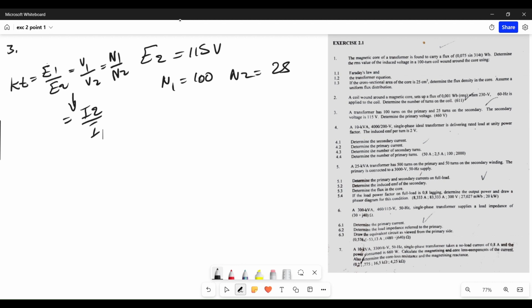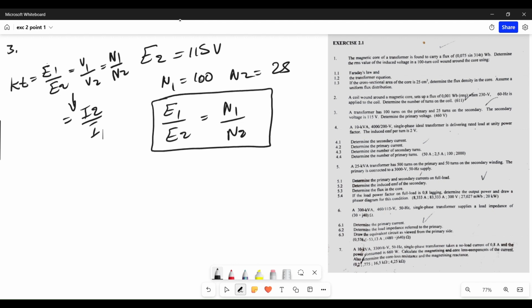So for us, we're going to equate E1 over E2 equals N1 over N2. We can take this and consider it as an equation that is useful in such questions. So always remember this formula, it's very important. We know that we have N1, N2 and E2, so they need E1. That's what they're asking us to calculate, the primary voltage. So we're going to make E1 the subject of the formula.